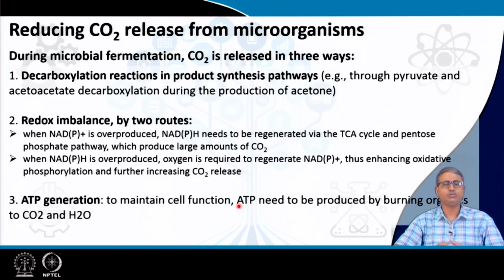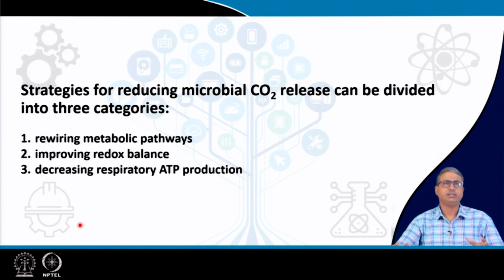The last one is reducing CO2 release from the microorganisms. Now, during microbial metabolism, CO2 is released because of decarboxylation reactions, because of redox imbalance, and also because of ATP generation to maintain cell function. There are defined strategies through which the microbial metabolism-derived CO2, which is released into the atmosphere, can be controlled, and these fall into three categories. One is the rewiring of metabolic pathways, improving the redox balance and decreasing the respiratory ATP production.